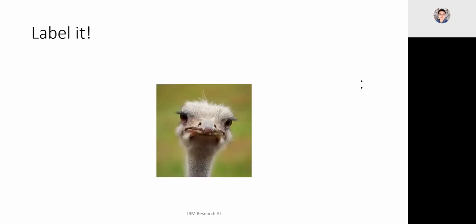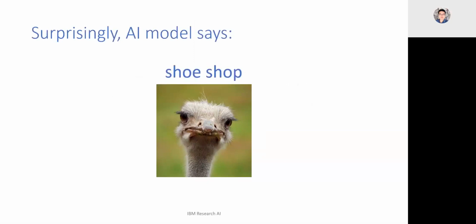Okay, so let's start with something fun. If I were to give you this image and ask you to provide a label for it, what would people usually provide? Most likely you will say this is an ostrich. And this is also what AI says. It is identified as an ostrich by the AI model as well. But the interesting thing is about this other image. What would this image be labeled? A human would probably say, hey, it's also an ostrich. But now AI says it's a shoe shop. And this is not a coincidence.